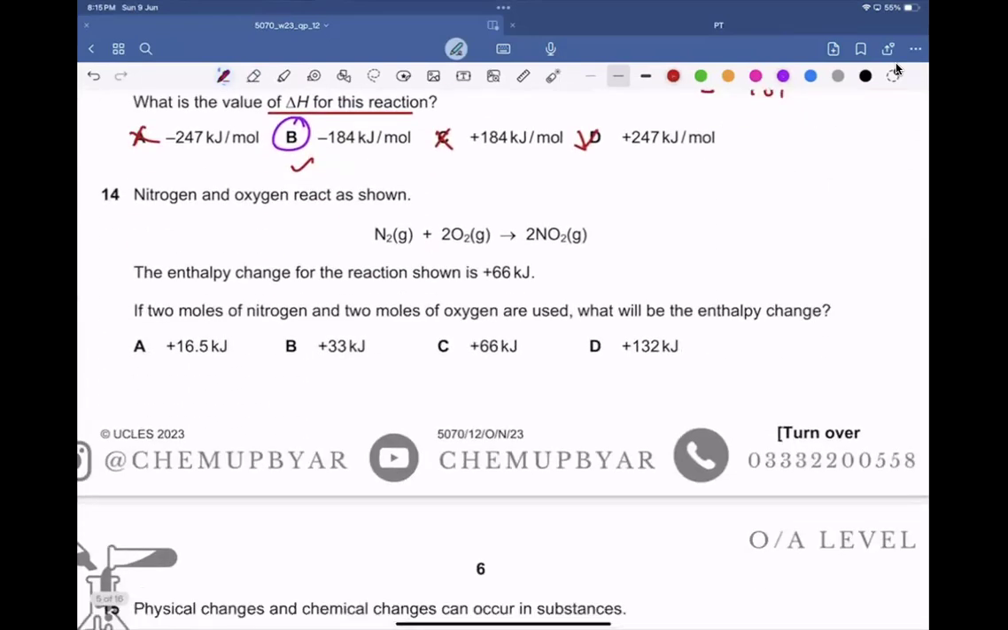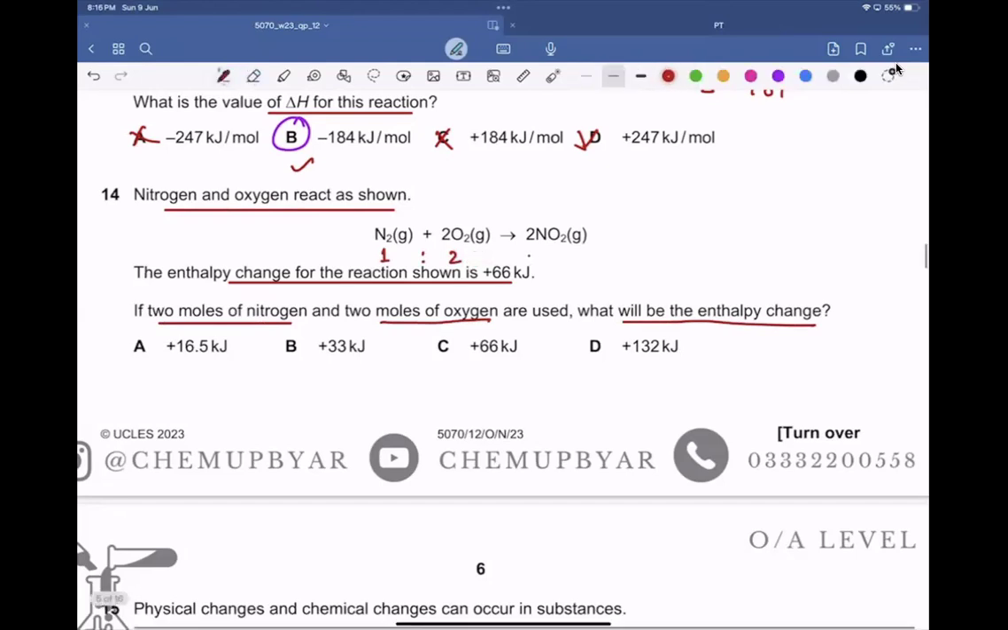Now, question number 14. Nitrogen and oxygen react as shown. The enthalpy change for this reaction is positive 66 kilojoules. If 2 moles of nitrogen and 2 moles of oxygen are used, what will be the enthalpy change? Yeah, this is a tricky question. See, in this reaction 1 mole of nitrogen is reacting with 2 moles of oxygen to form 2 moles of nitrogen dioxide. Now have a look. If you have 2 moles of nitrogen, as they have given you, then for 2 moles of nitrogen, according to the balanced equation, how many moles of oxygen are required?